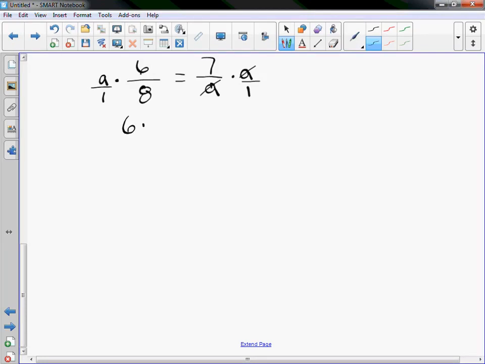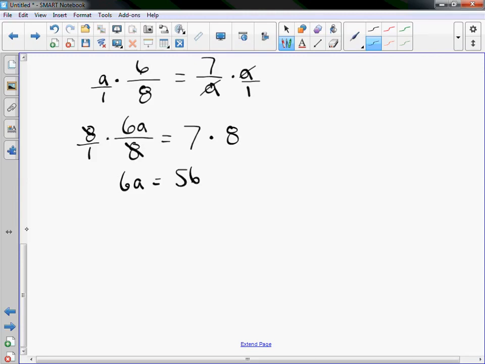6 times A is 6A. 8 times 1 is 8. And this equals 7 over 1, which is 7. Now it does look like an equation. Now we'll use that other rule. Dividing by 8 over here, so let's multiply by 8, or 8 over 1, since that side's a fraction. Now the numerator 8 and the denominator 8 cancel, leaving me with 6A equals 7 times 8, which is 56. Predictably, this looks almost identical to what we've done on the other two problems.